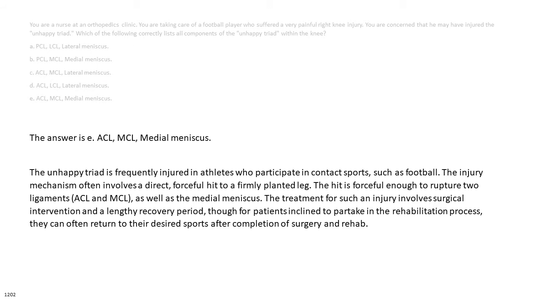The answer is E. ACL, MCL, medial meniscus. The unhappy triad is frequently injured in athletes who participate in contact sports, such as football. The injury mechanism often involves a direct, forceful hit to a firmly planted leg. The hit is forceful enough to rupture two ligaments, ACL and MCL, as well as the medial meniscus. The treatment for such an injury involves surgical intervention and a lengthy recovery period, though for patients inclined to partake in the rehabilitation process, they can often return to their desired sports after completion of surgery and rehab.